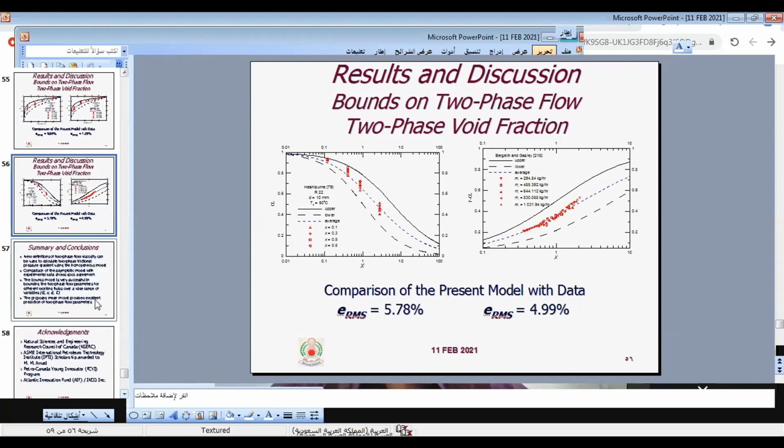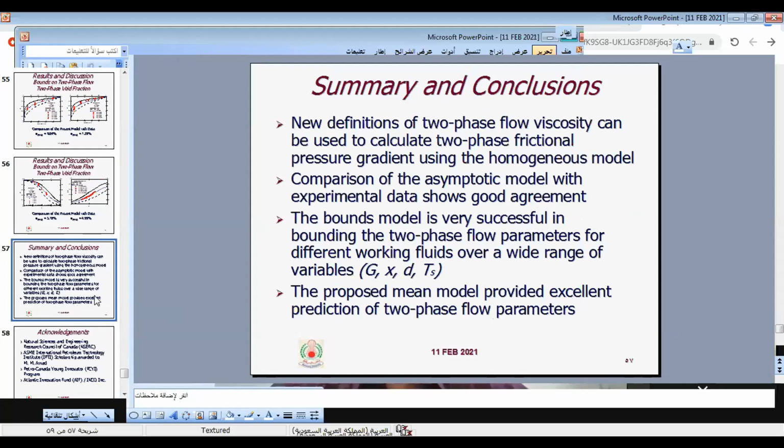As a summary and conclusion of my talk today, I show a new definition of two-phase flow that we can use to calculate two-phase friction pressure drop using the homogeneous model. Also, I introduce application of the asymptotic model in the field of two-phase flow, and the comparison of the asymptotic model with experimental data shows good agreement.